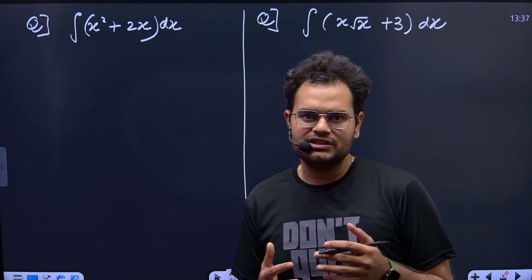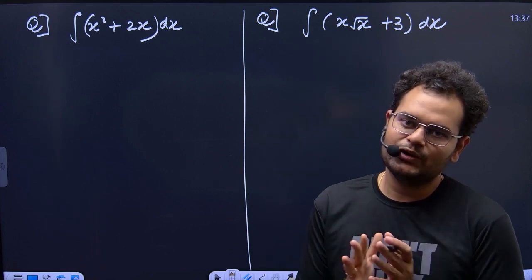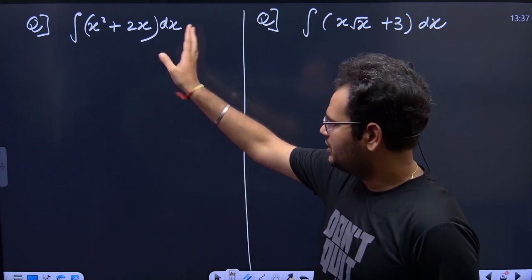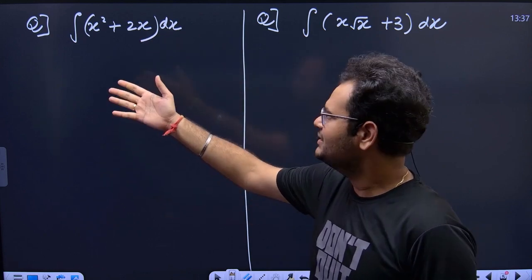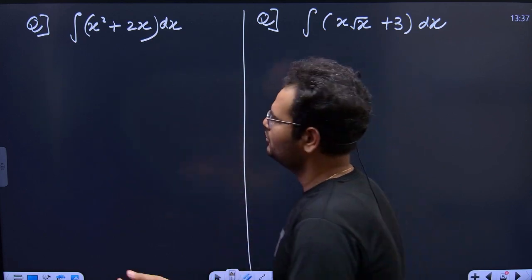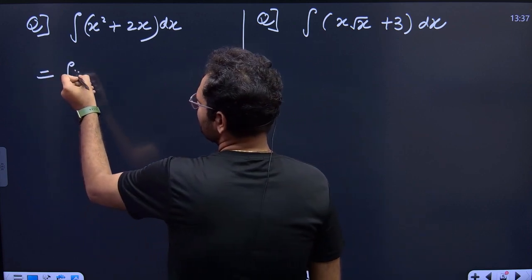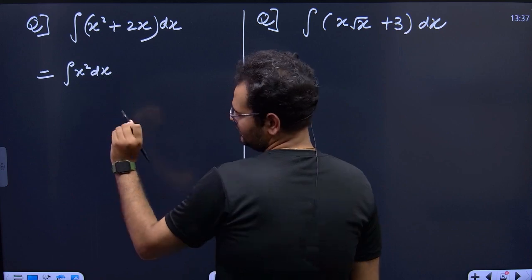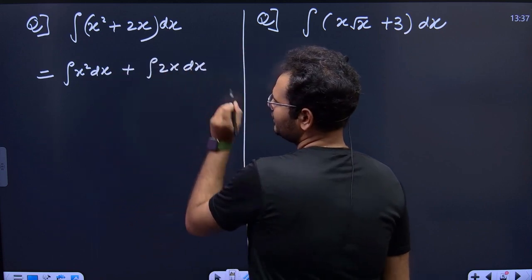We'll solve many questions, because I believe that without practice of questions, physics subject cannot be done. Okay, look here, sir. Here addition is there, but don't worry, addition is just like in differentiation. So first I will separate these functions. So integration of x square dx plus integration of 2x dx, correct?